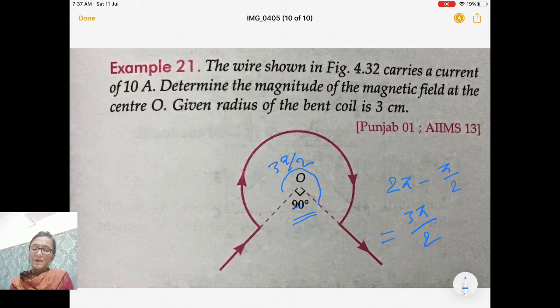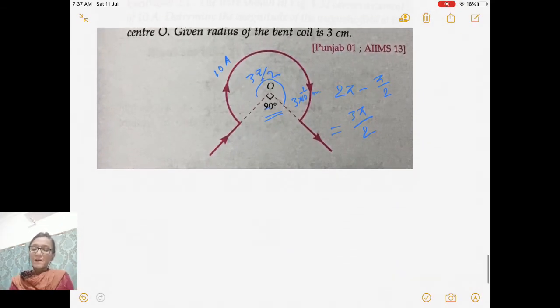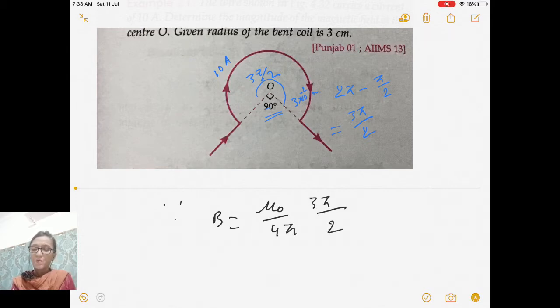Angle is known. Radius is known, 3 centimeter. Current is known, 10 ampere. So you will convert centimeter into meter. So this will be 3 into 10 power minus 2 meter. Okay. So let me write the formula. B is equal to mu naught upon 4 pi, then angle it is making, angle is 3 pi by 2 into I, I is 10 ampere divided by R, and R is 3 into 10 power minus 2.